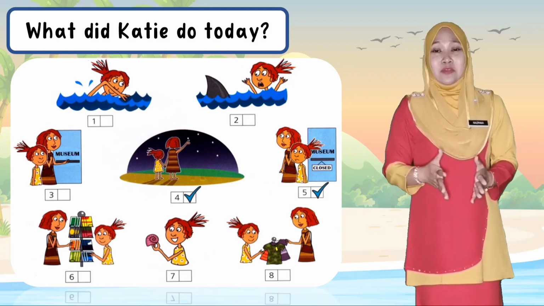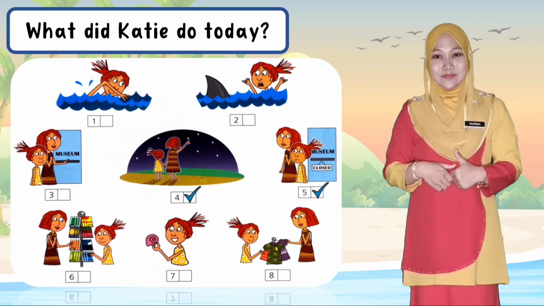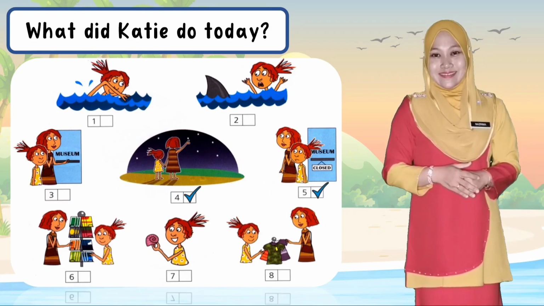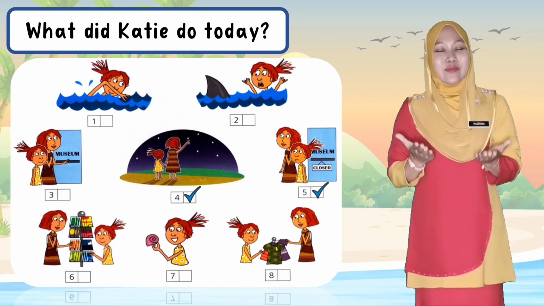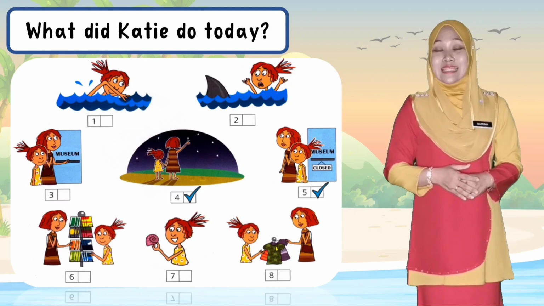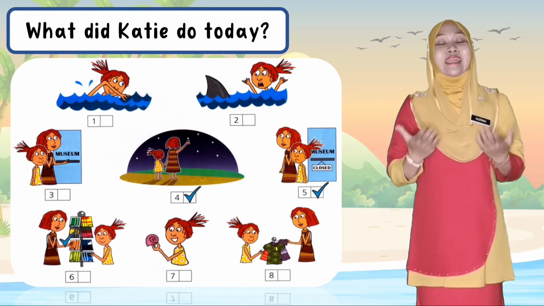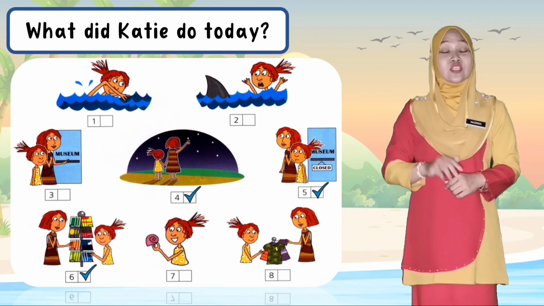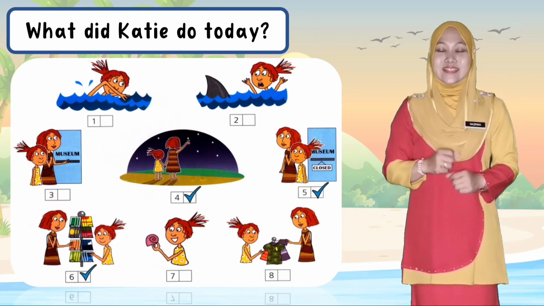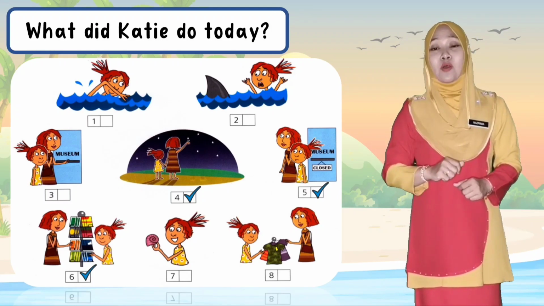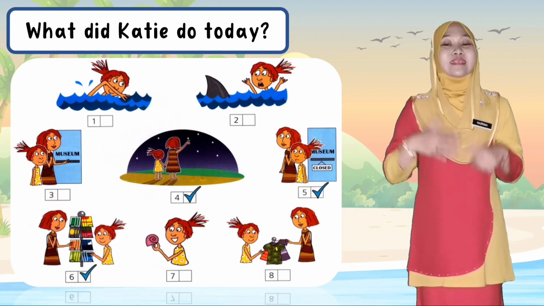Next, can we look at picture number 6? What do you think the answer? The answer is correct. Why? It is because Katie and her mother went to the shopping center and bought postcards. So we put tick in the box next to number 6.